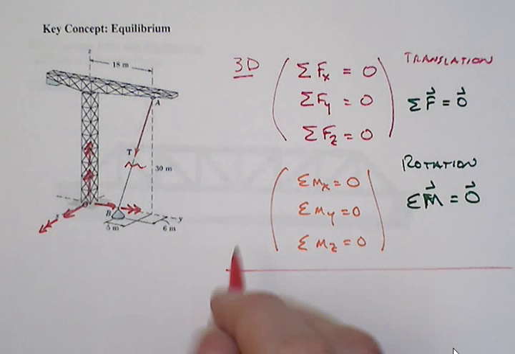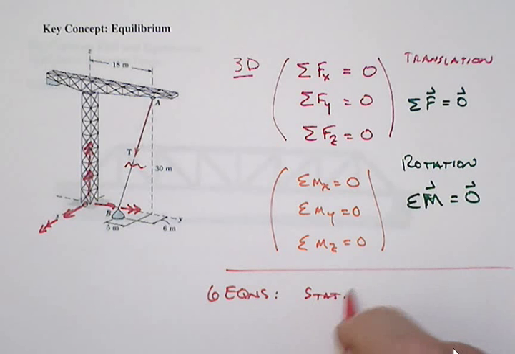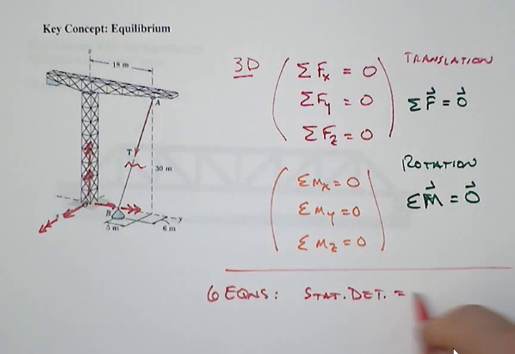Right? So big key there, 6 equations, and for statically determinate structures we need 6 reaction components that are independent.